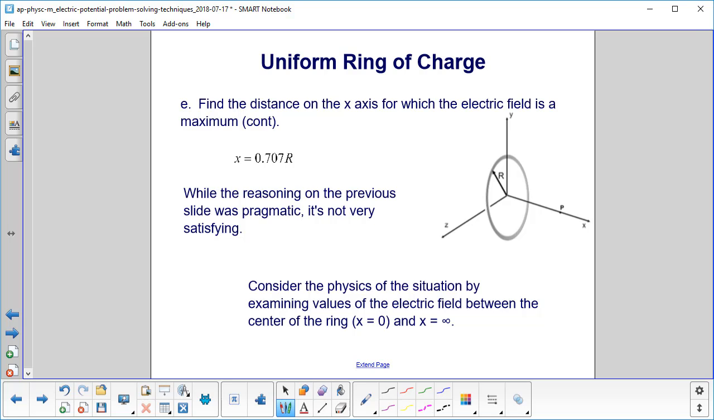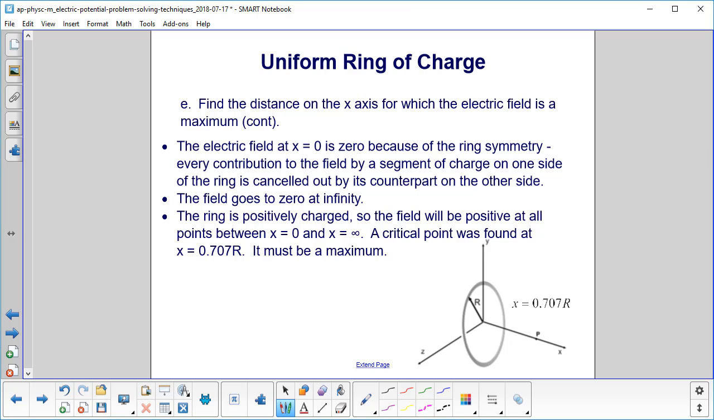So let's consider the physics of the situation by examining values of the electric field between the center of the ring, where x is equal to 0, and x is equal to infinity. And here's the point of interest, 0.707 times r. The electric field at x equals 0, right here, is 0 because of the ring symmetry. Every contribution to the field by a segment of charge on one side of the ring is canceled out by its counterpart on the other side.